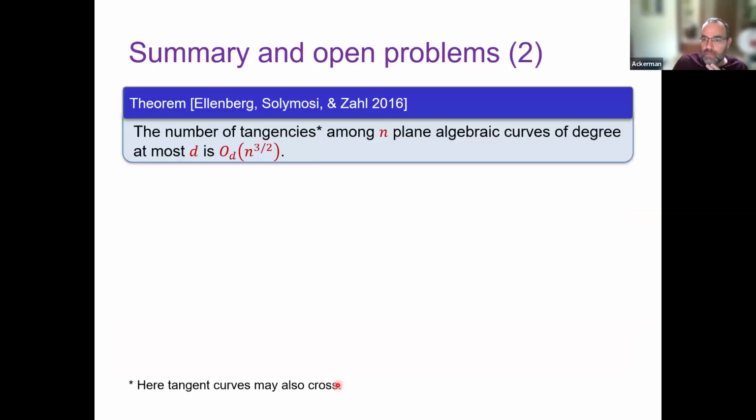Okay, and a few other results and open problems. You can consider tangencies among plane algebraic curves. This was done by Ellenberg, Solymosi, and Zahl. Their notion of tangency is a bit different than what I described. For example, they allow tangent curves to also cross at other points, so in this sense it's more general. They show that in this case, they can upper bound the number of tangencies by n to the power of 3/2. But again, there's a gap from the lower bound of n to the power of 4/3.